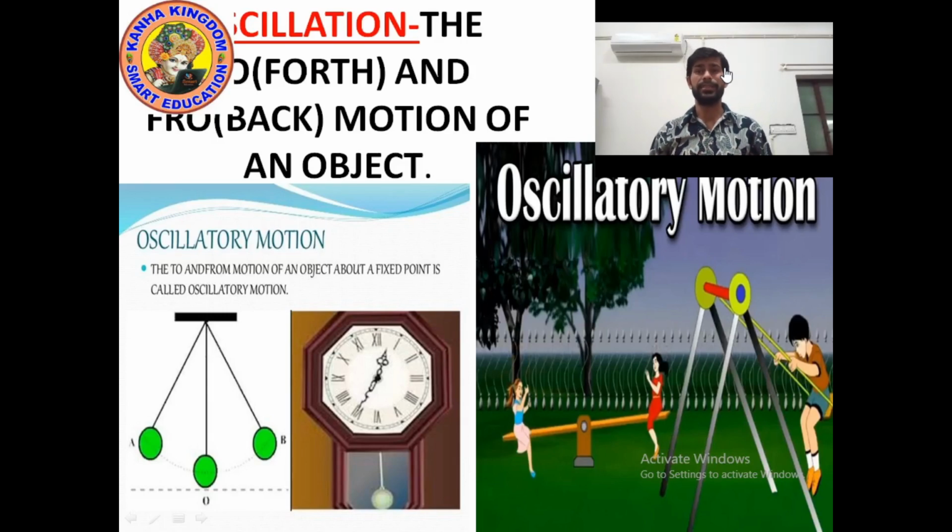So last time we studied about the motion. What is motion? The change in position of an object with respect to time is known as motion. And we also studied different kinds of motion: periodic motion, oscillatory motion, rectilinear motion.